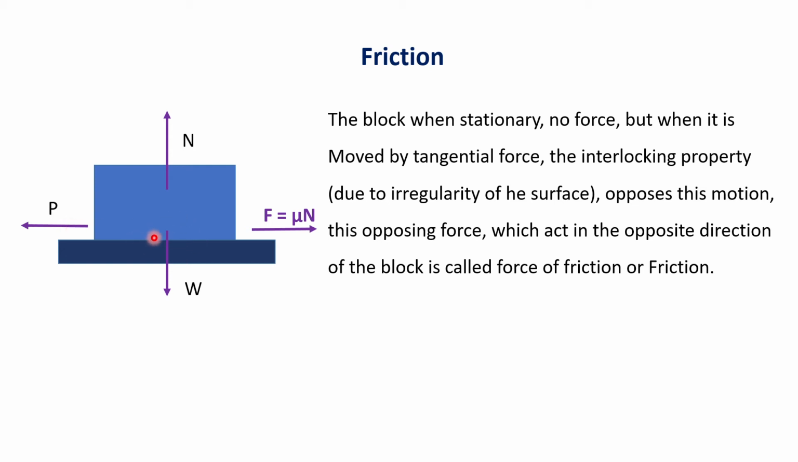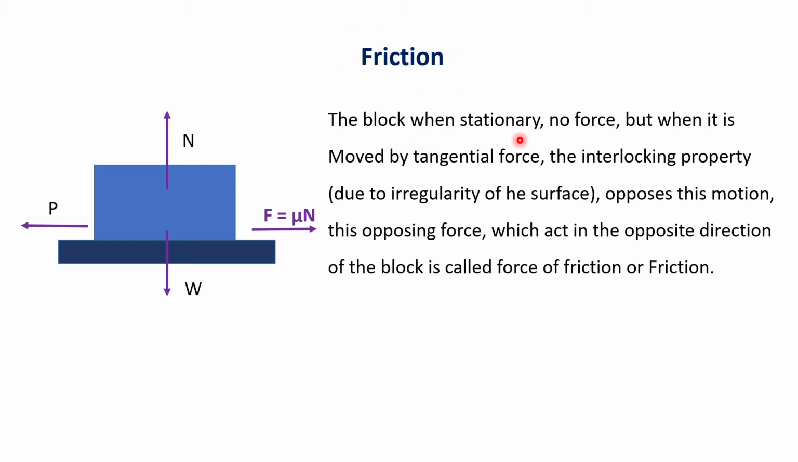No surface is smooth. As we know, if we see it under the microscope, we will find that there are lots of irregularities on the surface. The surface is not perfectly horizontal. So those irregularities will form interlocking, and that interlocking will oppose that particular motion. Obviously, since it is opposing, it will be in the opposite direction. So this is how we idealize or visualize friction.